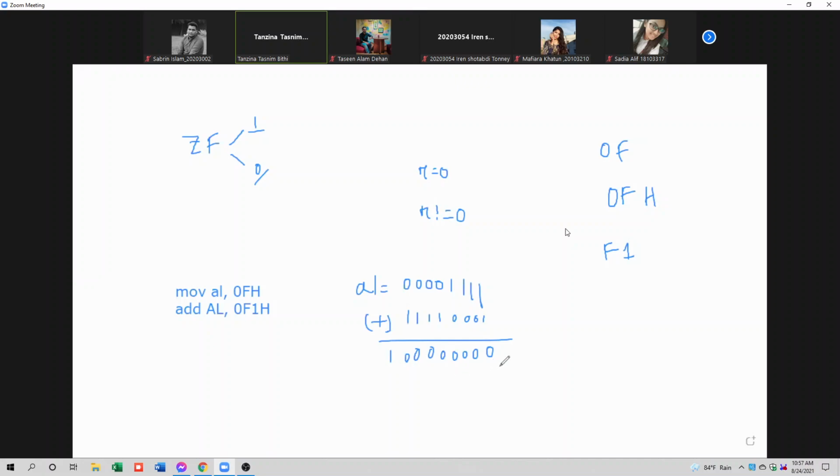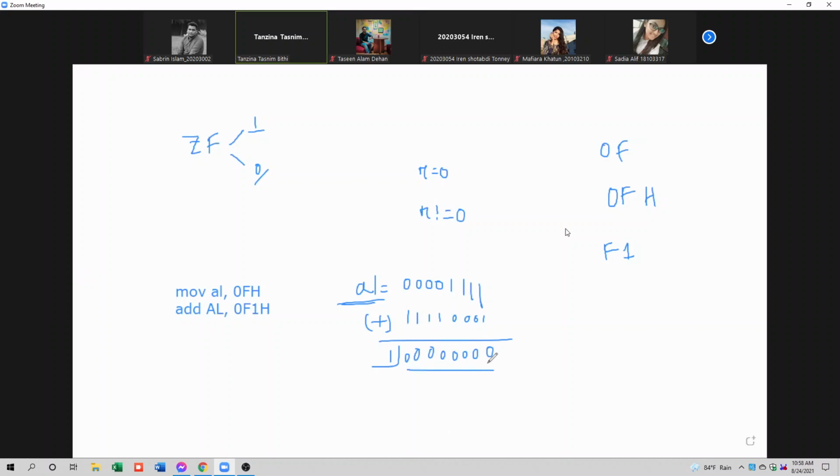Now in this result, how many bits did you get? A total of 9 bits, but AL is an 8-bit register. So it will take only the rightmost 8 bits, and the leftmost bit will be discarded, or we can call it a carry bit. Only an 8-bit number can be stored inside that register. Since the size is greater than the size of the accumulator register, we are going to ignore the leftmost bit. So this is our result.